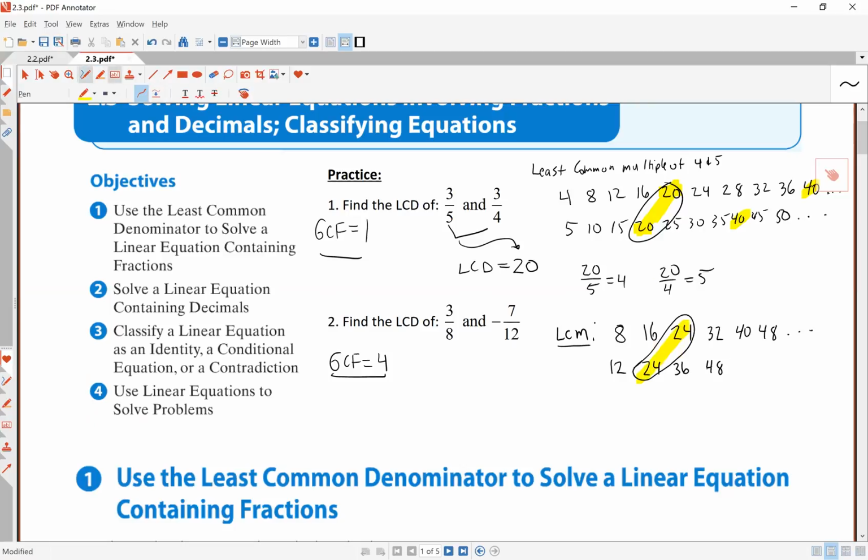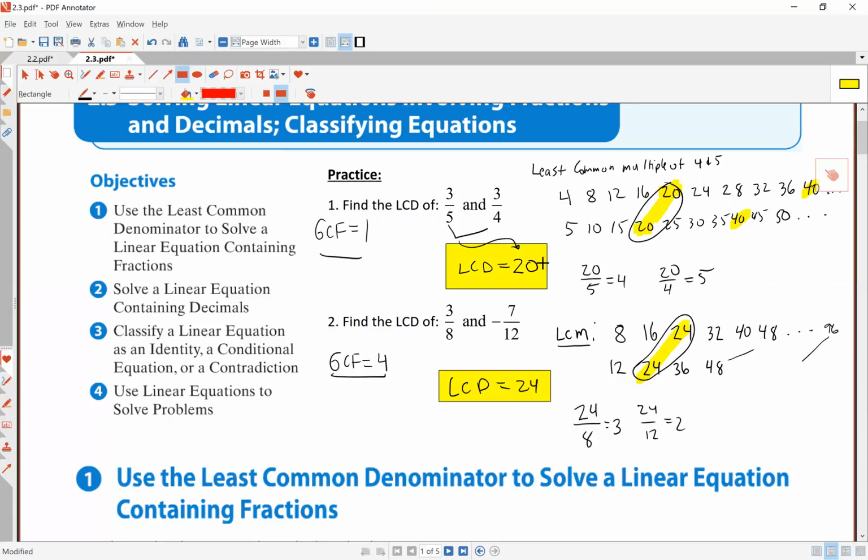We do have a 48 in there, and we also will get 96, but the LCD is 24. 24 is the smallest number that when I divide by 8 and 12, I get a nice even number. So the LCD of 3/8 and negative 7/12 is 24, and the LCD of 3/5 and 3/4 is 20.